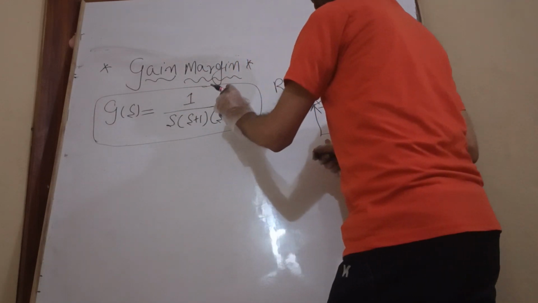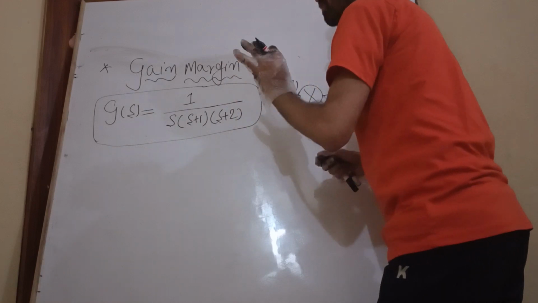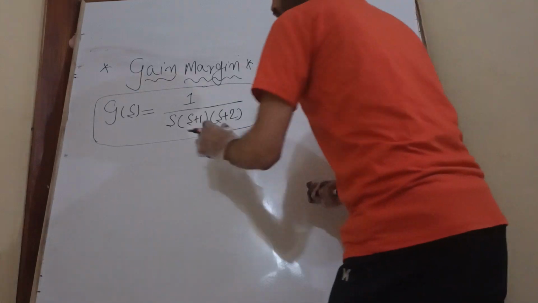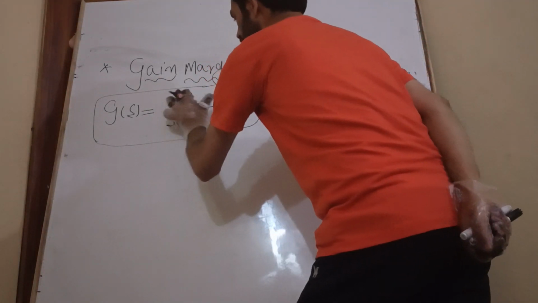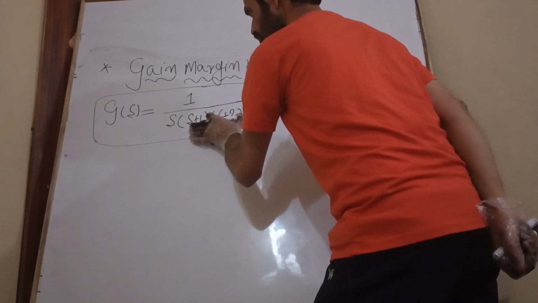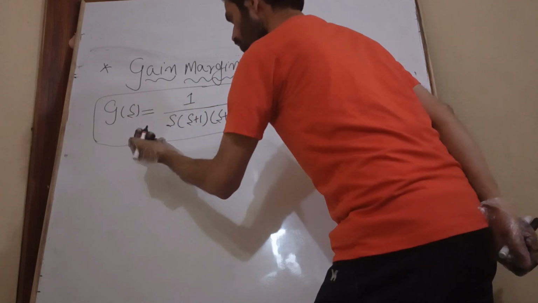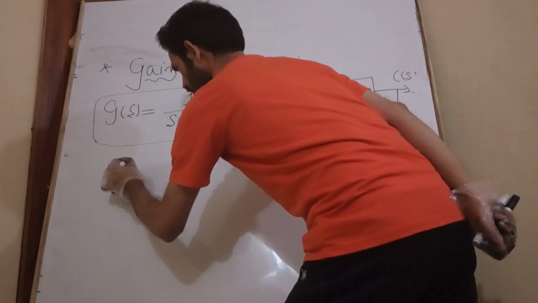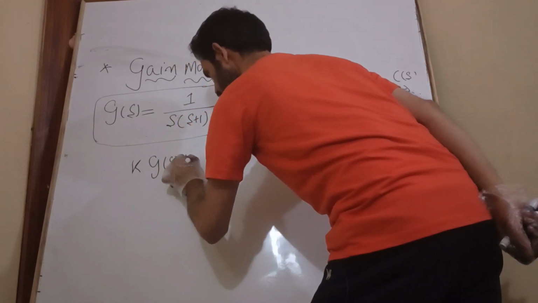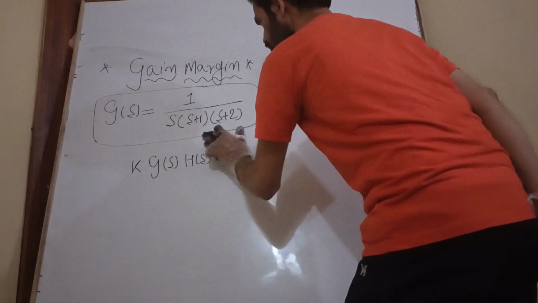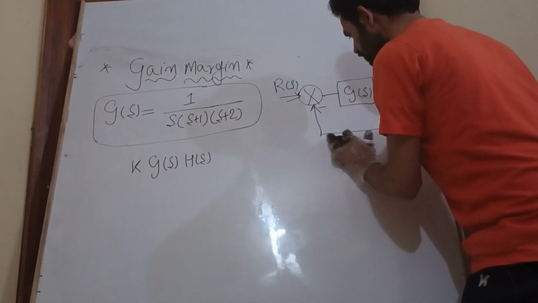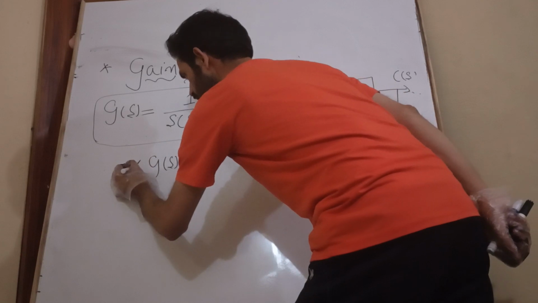I will multiply one constant factor. That factor will be my gain margin. As per the definition, I am multiplying the transfer function of the open loop system with a constant factor k. So k into G(s)H(s), where H(s) is nothing but unity, unity feedback.